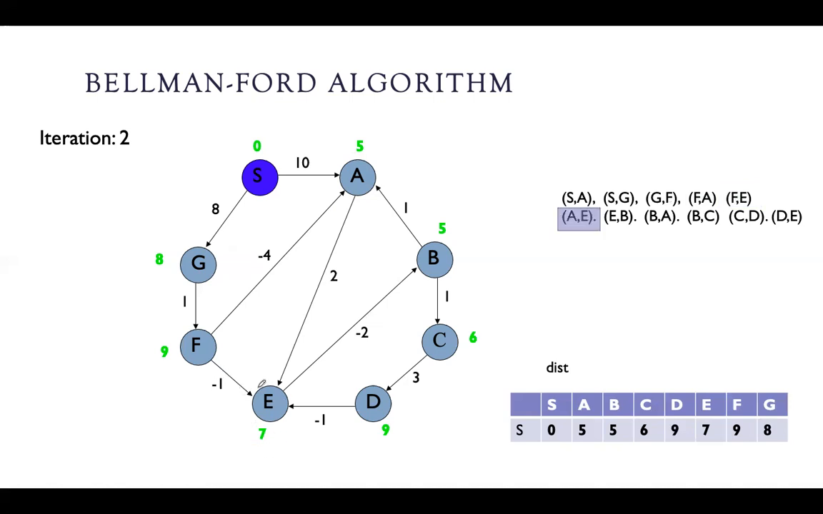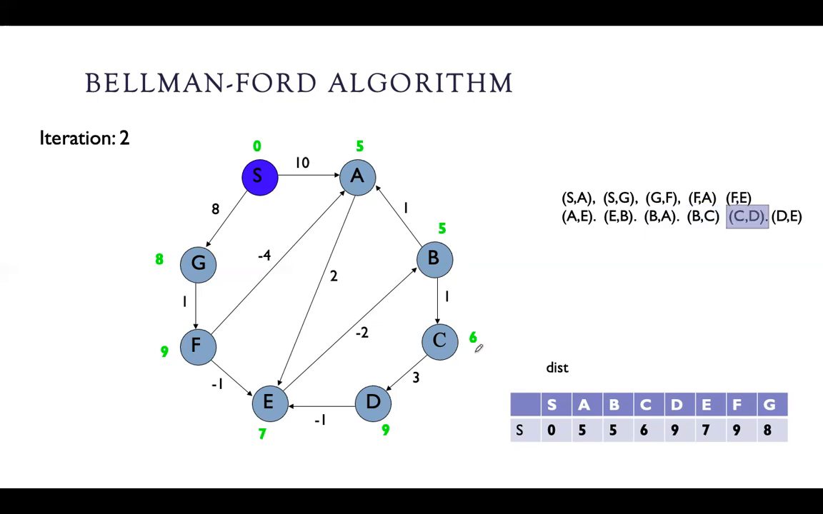Next, A to E. 5 plus 2 is 7. Already 7 is there. No need to update. Next, E to B. 7 minus 2 is 5. Already 5 is there. No need to update. B to A. 5 plus 1 is 6. But here 5 is less than 6. No need to update. B to C. 5 plus 1 is 6.